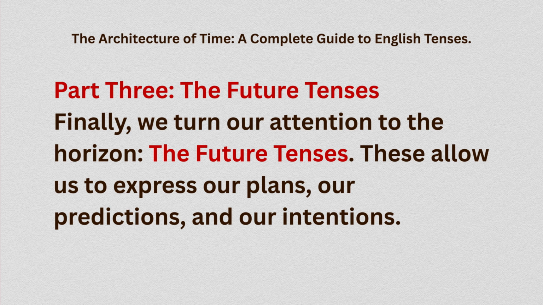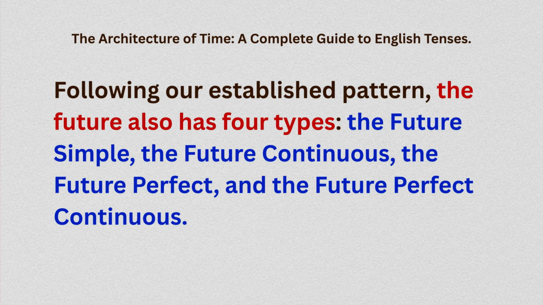Part 3. The future tenses. Finally, we turn our attention to the horizon, the future tenses. These allow us to express our plans, our predictions, and our intentions. Following our established pattern, the future also has 4 types: the future simple, the future continuous, the future perfect, and the future perfect continuous.